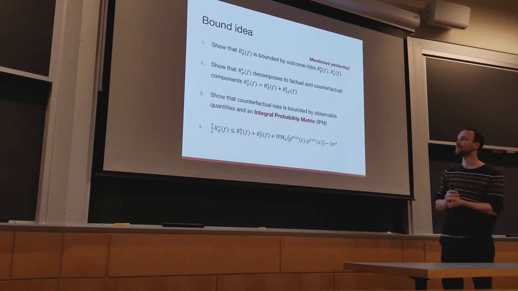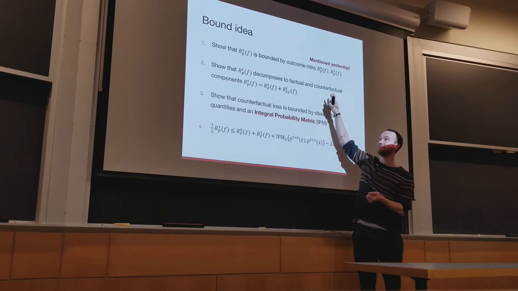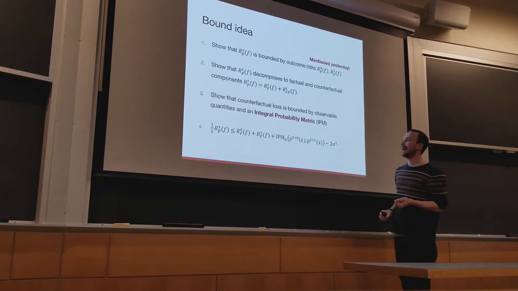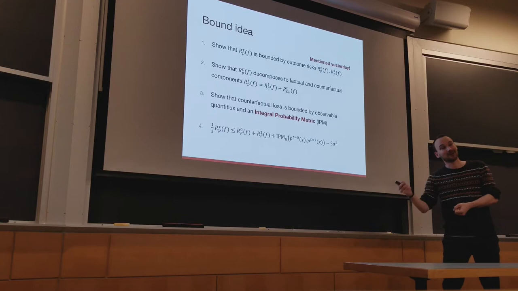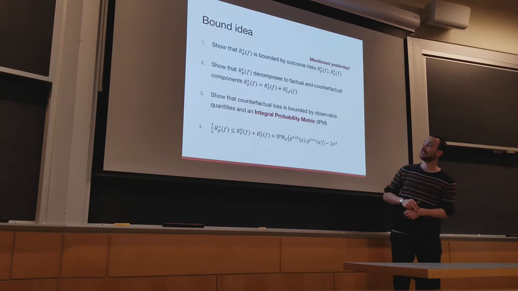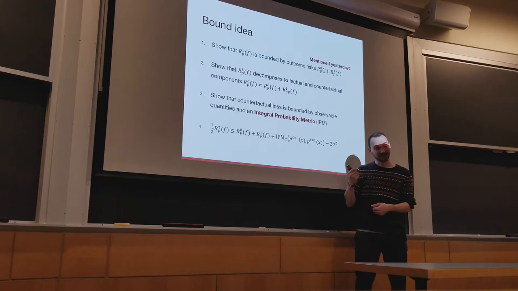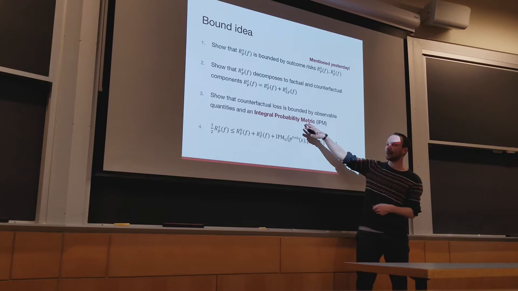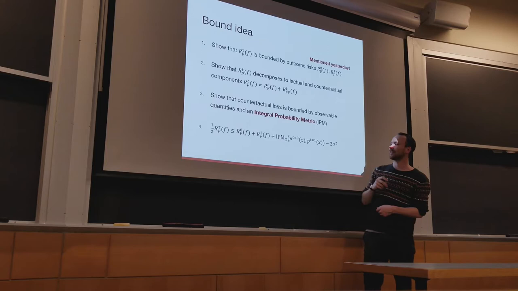So we'll do that. We will show that each of these risks for the potential outcome decompose into a factual component and a counterfactual component. And the factual, again, being the treatment assignment that we did see. So for example, the risk in predicting the treatment outcome for the people who were treated. We want to then show that the counterfactual part, this part here, can be bounded by observable quantities, specifically the factual loss, and something called an integral probability metric. And this is also measurable or computable. And yeah, we'll see what that means later.